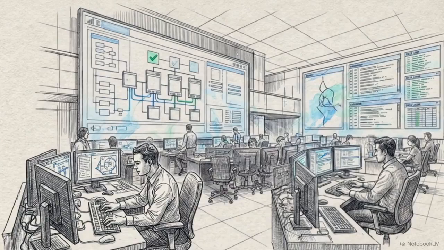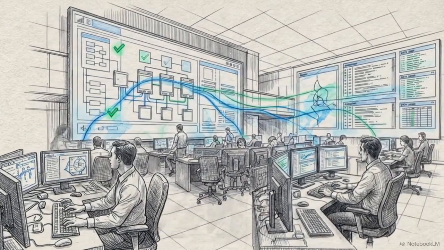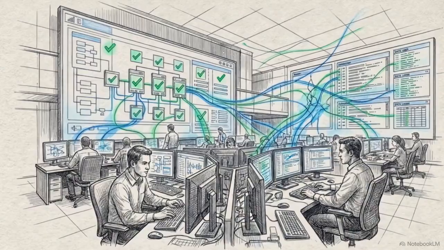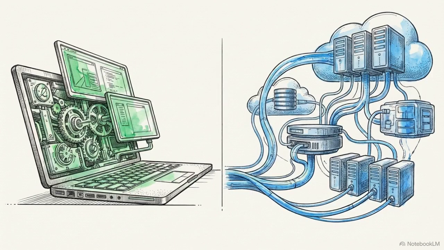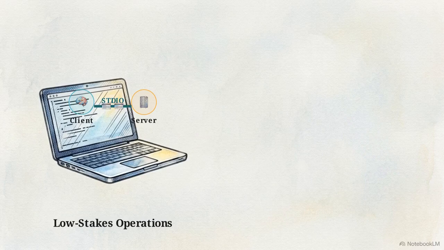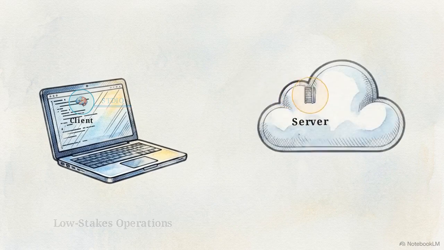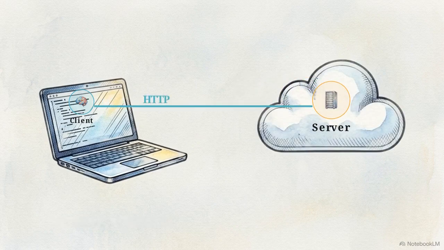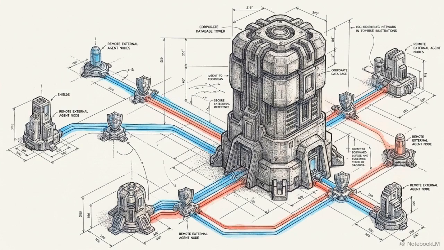Depending on your use case, MCP servers are deployed in one of two distinct architectural flavors: local or remote. A local server runs directly on your host machine, communicating exclusively over a standard input-output pipeline, or STDIO, ideal for low-stakes operations. A remote server, however, is hosted in the cloud. It communicates over HTTP and requires standard OAuth authentication to access. Remote HTTP deployment is the enterprise standard for safely exposing commercial software products and production databases to external AI agents.